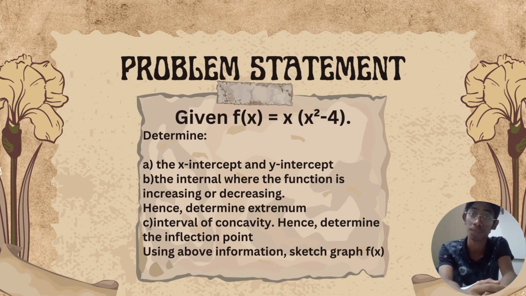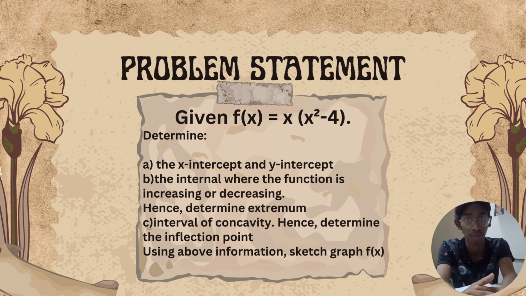Next, we're going to solve a problem regarding this topic. The given example here is f(x) equals x squared minus 4. For question A, we need to find the x-intercept and the y-intercept. For question B, we need to find the interval where the function is increasing or decreasing, and then find the extremum point. For question C, we need to find the interval of concavity and also the inflection point. And for the last question, we need to sketch the graph using all the above information.